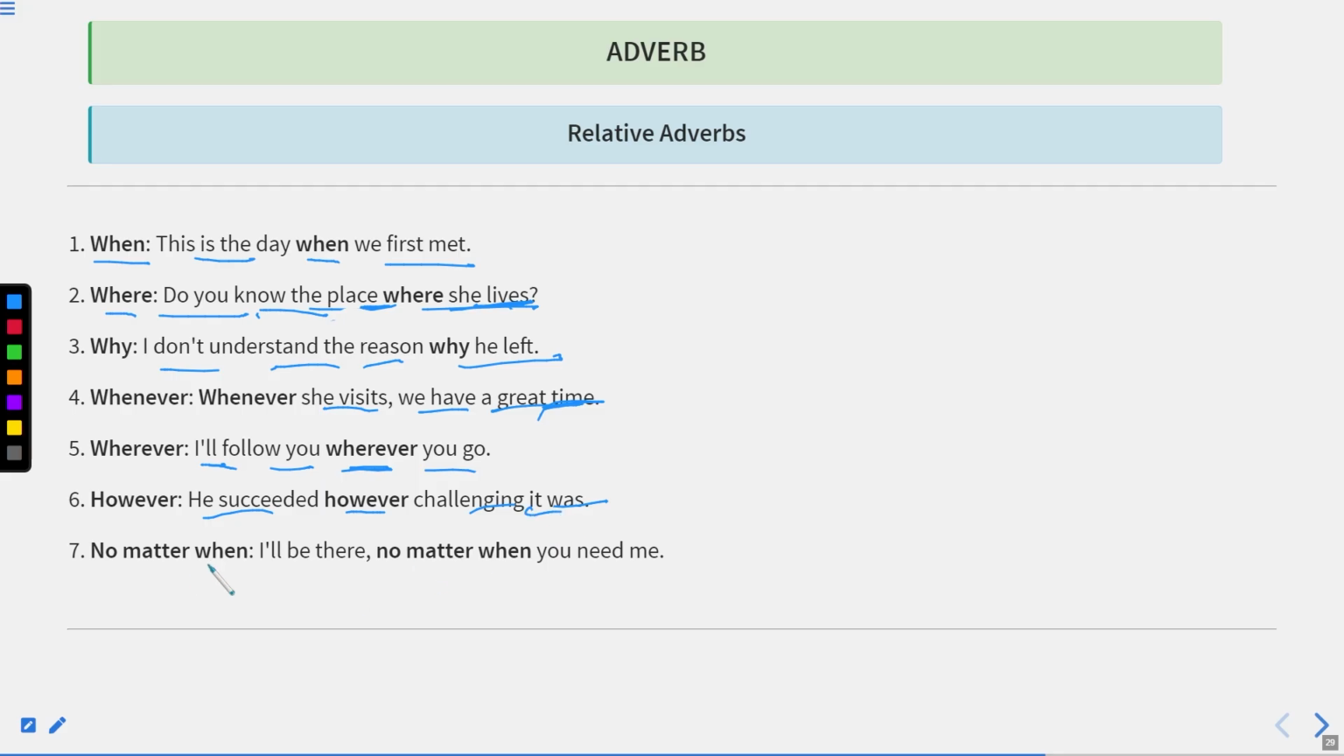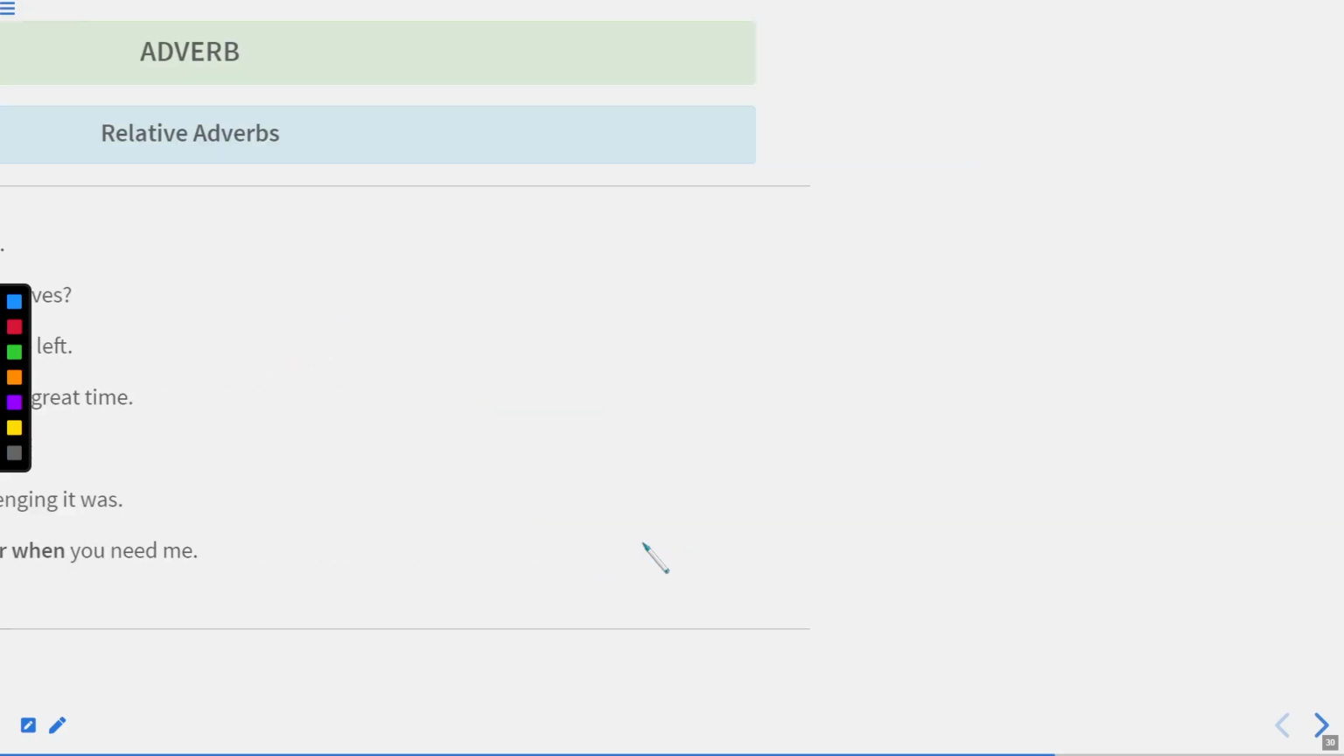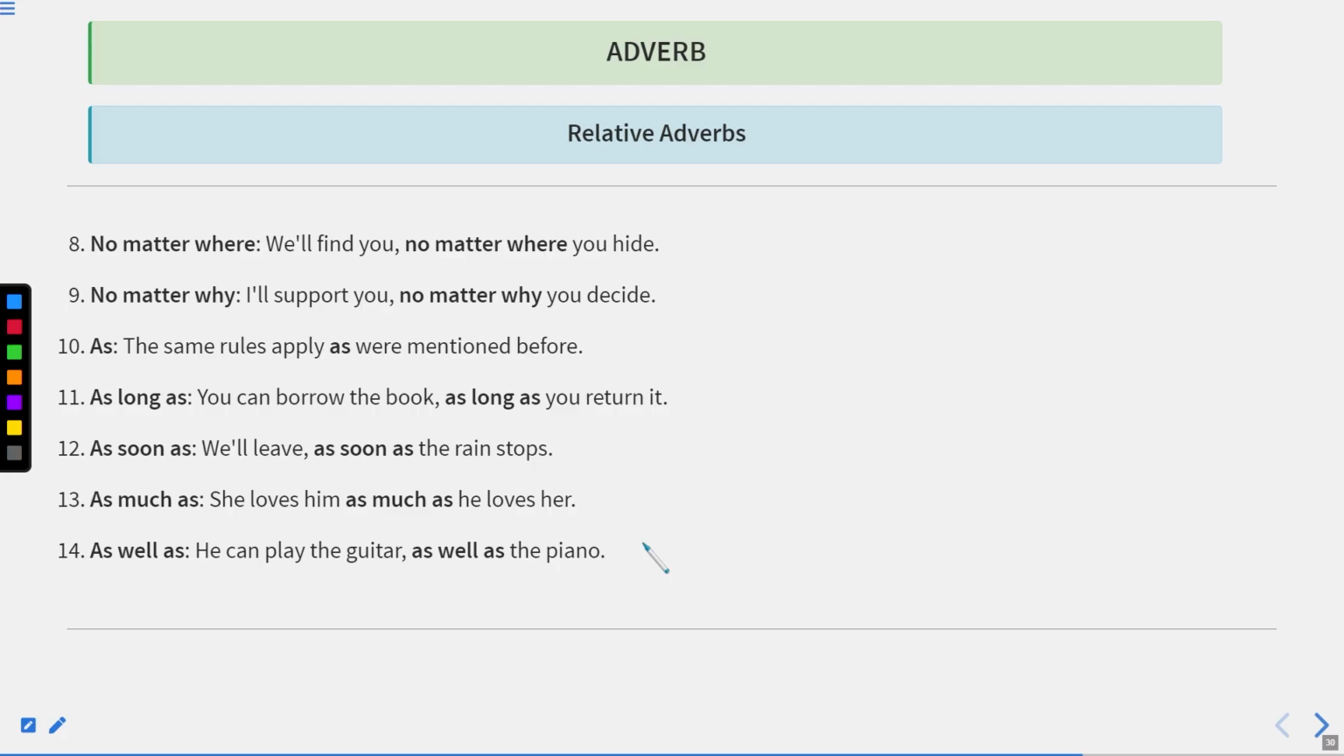No matter when, I'll be there, no matter when you need me. No matter where, we will find you, no matter where you hide. No matter why, I'll support you, no matter why you decide. The same rules apply as were mentioned before. As long as: you can borrow the book as long as you return it.